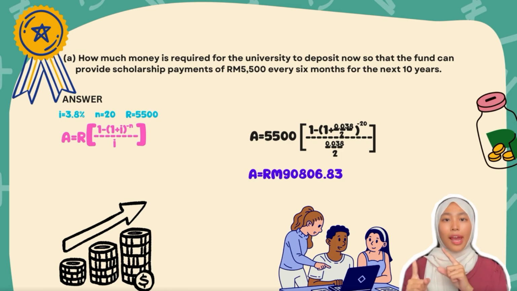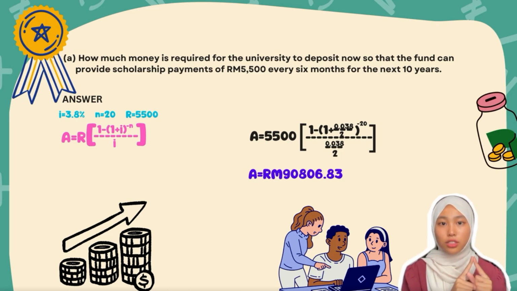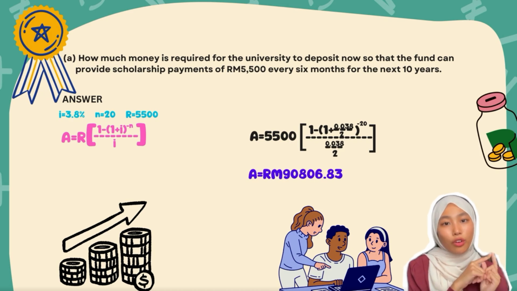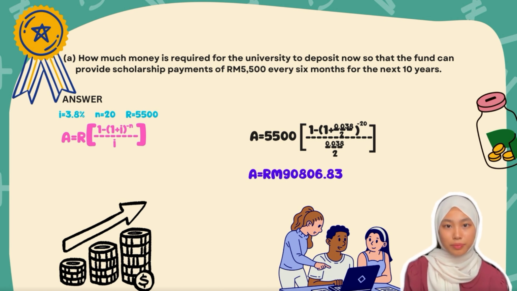Firstly is A. A is the final answer that we want to know. Now R. R is the final payment that you will get at the end, so it will be 5,500 ringgit. Next is I, the rate. They give you the rate of 3.8, but since it is compounded half yearly, we have to divide it by 2, and it will be 0.019 as the rate.